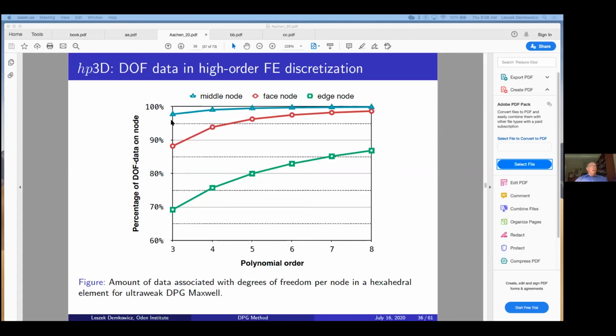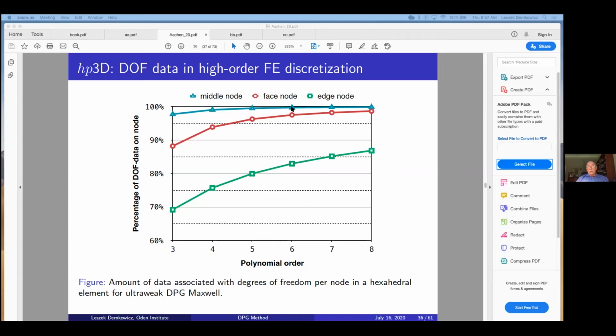But by the time you look at the middle node, and the middle node is where most of the degrees of freedom are sitting, then you see that for the 6th order, practically almost 100% memory is taken for storing degrees of freedom. And that led us to the concept of parallelization. We said, okay, let's keep a copy of the entire data structure on each rank, on each processor, but let's only distribute degrees of freedom. And that's the critical concept that is behind Stefan's work.